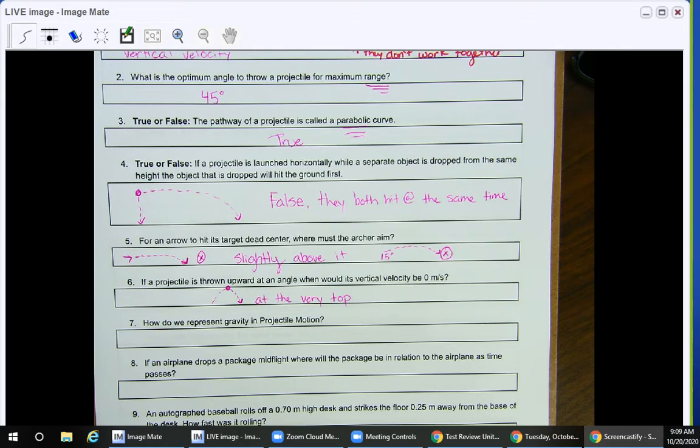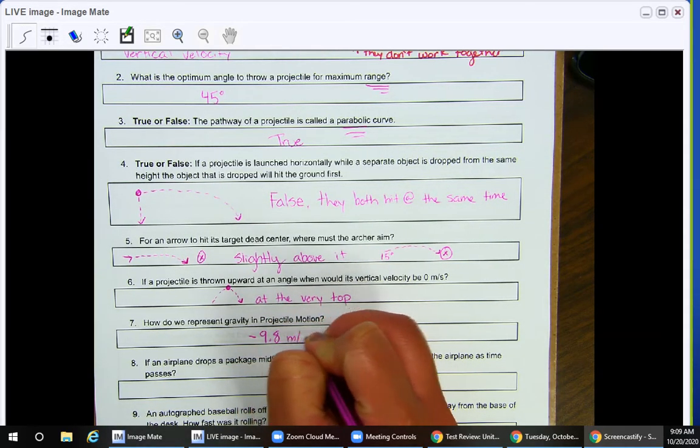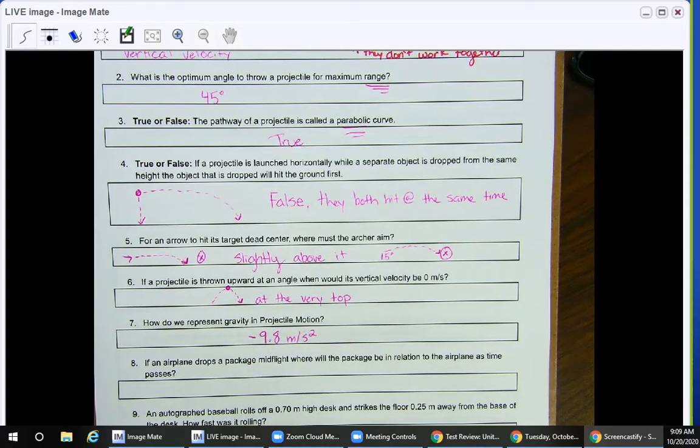Number 7, how do we represent gravity in projectile motion? Hopefully everyone knows this by now. Gravity is always negative 9.8 meters per second squared. That's always the value of gravity here on Earth. On the moon, it's 1.6, but we don't need to worry about that. We're just dealing with objects on Earth.